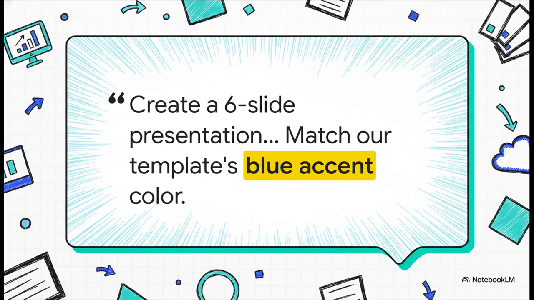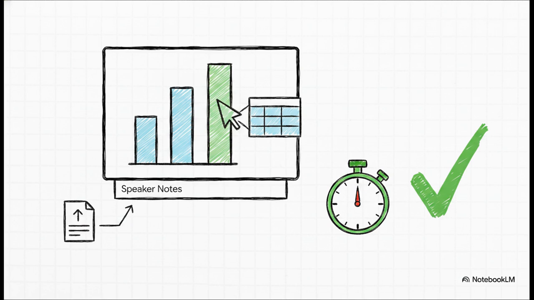Create a 6-slide presentation, title slide, executive summary, top 3 findings with data callouts, regional breakdown, recommendations, and next steps. Use 1-line bullets. Match our template's blue accent color. That's it. That's the whole shebang. And the results? They're pretty striking.